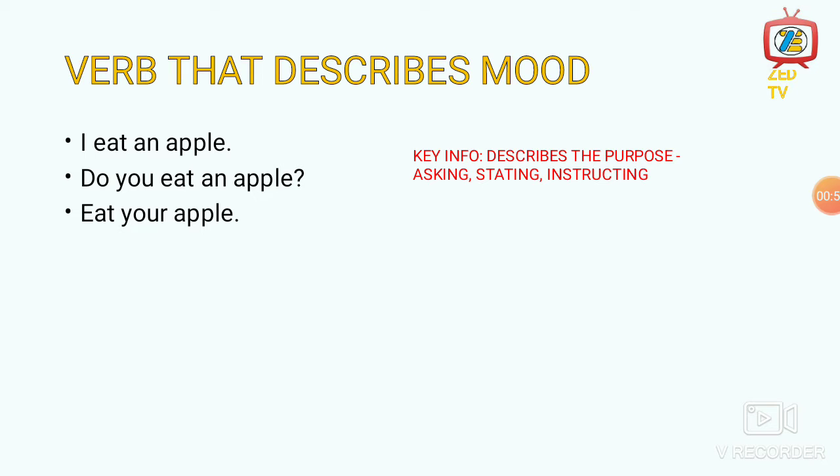Firstly, we need to learn about the verb that describe mode. Whenever we use verb in a sentence or when we are speaking, we actually have some kind of intention, such as asking, stating and instructing, that shows our purpose. For example, when we are saying I eat an apple, we are actually stating that we eat an apple. Do you eat an apple? Well, actually we are asking a person whether he or she eats apple. Eat your apple. Okay, when we are saying that, we actually are instructing a person to eat an apple. So technically, when we use verb, we do it with different intention.